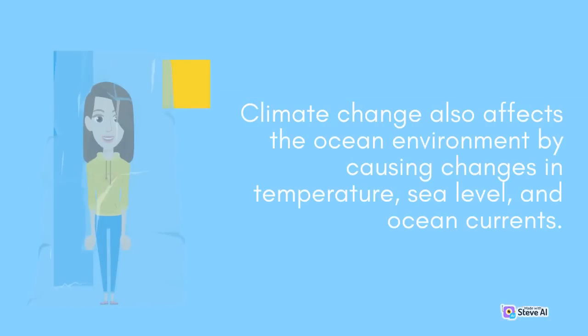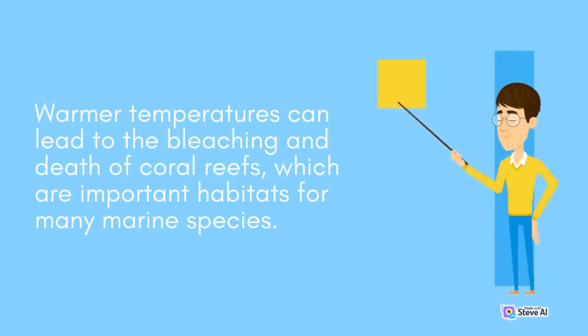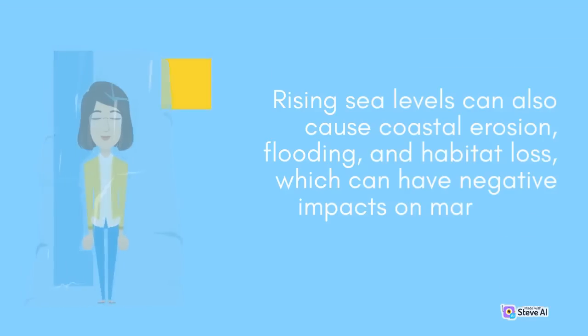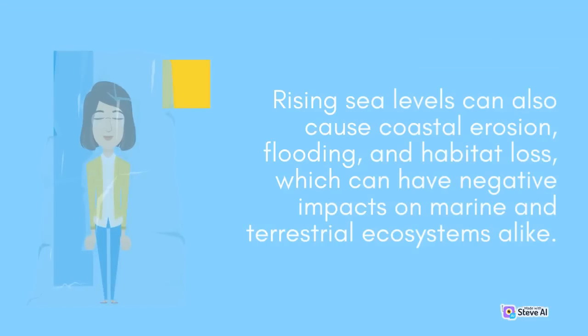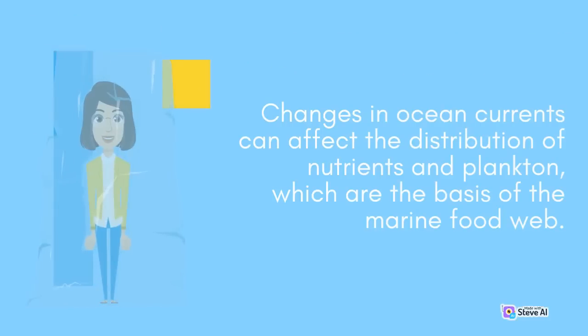Climate change also affects the ocean environment by causing changes in temperature, sea level, and ocean currents. Warmer temperatures can lead to the bleaching and death of coral reefs, which are important habitats for many marine species. Rising sea levels can also cause coastal erosion, flooding, and habitat loss, which can have negative impacts on marine and terrestrial ecosystems alike. Changes in ocean currents can affect the distribution of nutrients and plankton, which are the basis of the marine food web.